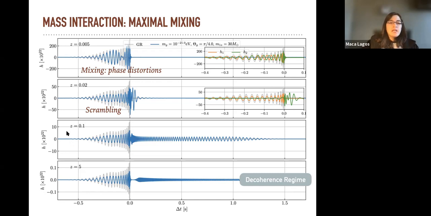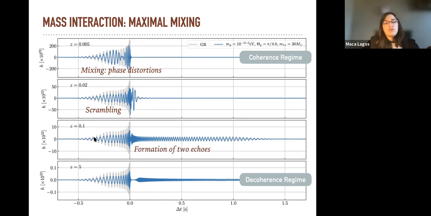So then in the next panel, if the waves have been propagating even for longer, then we are starting to see that the two wave packets get separated. And we call them echoes. So here you have the formation of two echoes. And in the last panel, we see them completely separately. The first echo and the second one.